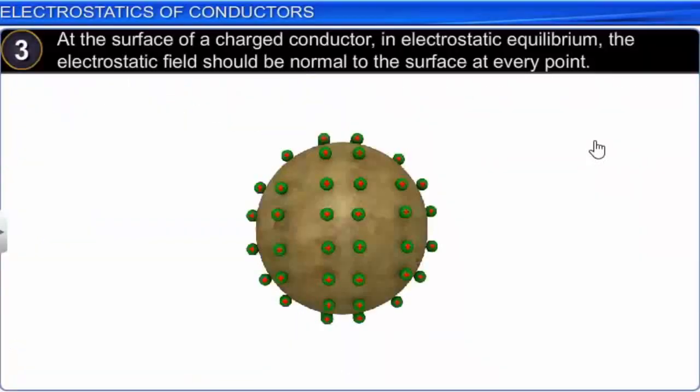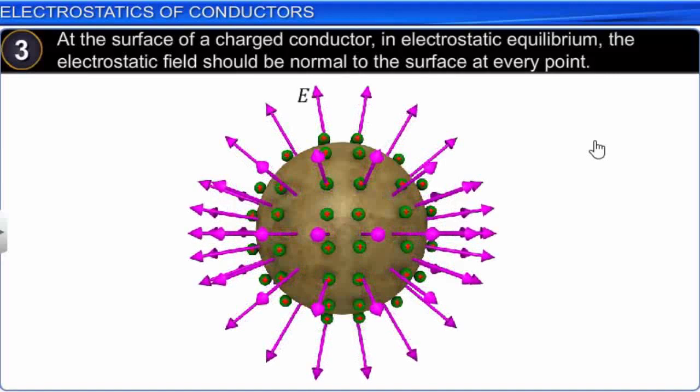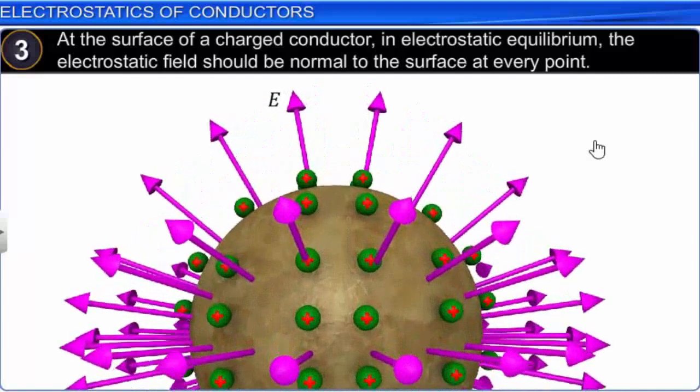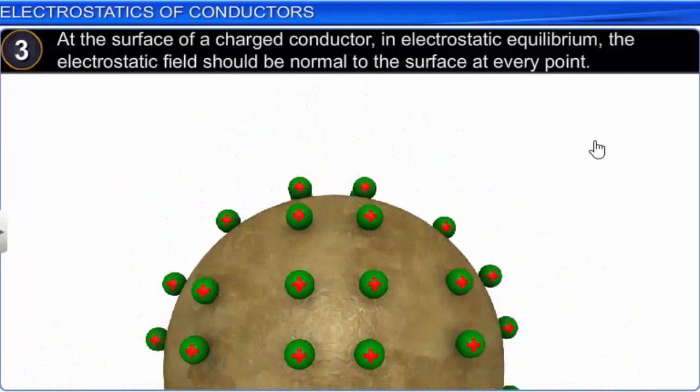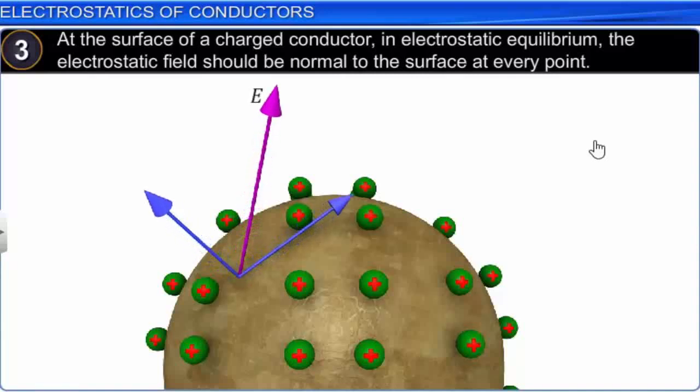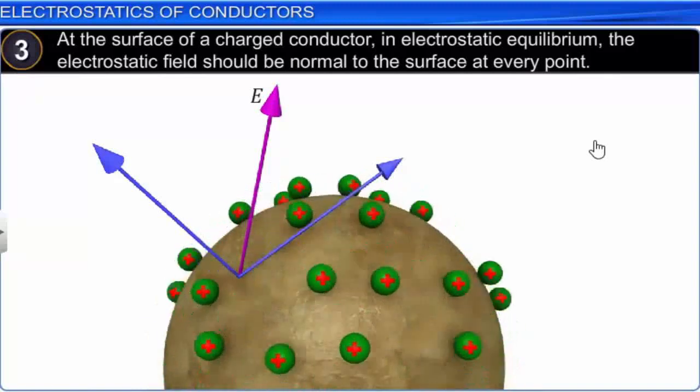Three. At the surface of a charged conductor, in electrostatic equilibrium, the electrostatic field should be normal to the surface at every point. To prove this, for a conductor in electrostatic equilibrium, let us assume that the electric field E due to the charged conductor is not normal to the conductor but as directed. In that case, it will have a component parallel to the surface of the conductor. Then, the free charges on the surface would experience some force and move along the surface.